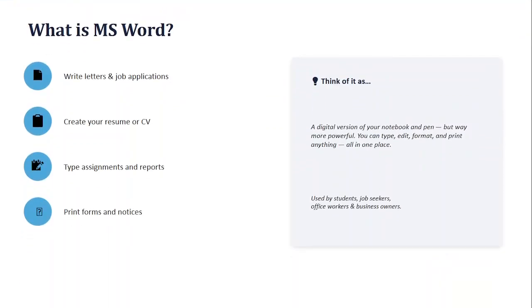So before we touch anything, we should know what actually is MS Word. It's basically a digital paper, whatever you used to write by hand, such as letters, job applications, assignments, your CV. Word lets you do all of that on your computer. And the best part is you can edit it anytime, fix mistakes, make it look clean and professional, and save it forever. So no more oops, I wrote in pen scenario.